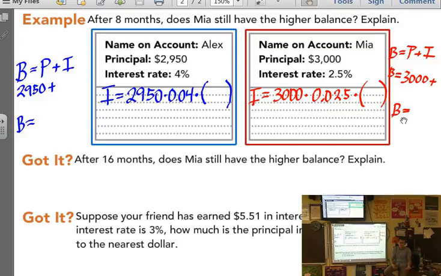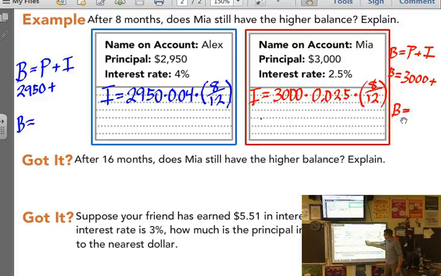So CJ, I need you to make sure that you have this work written out. Principal times rate. Our time here is 8 over 12, which would actually be 2/3 if you simplify it. But guys, type it in the calculator just like this. Parentheses, 8 divided by 12, parentheses. I can do this whole multiplication as one string: 3,000 times 0.025 times parentheses 8 divided by 12 parentheses. Same with Alex with the 8 divided by 12.